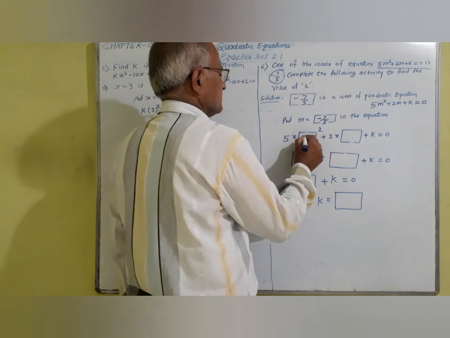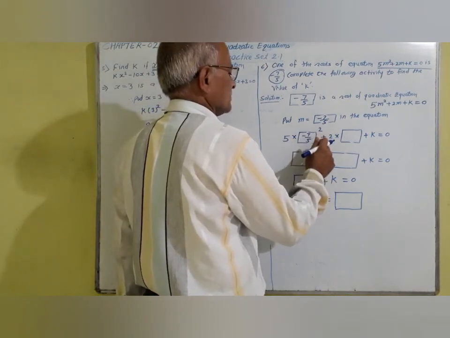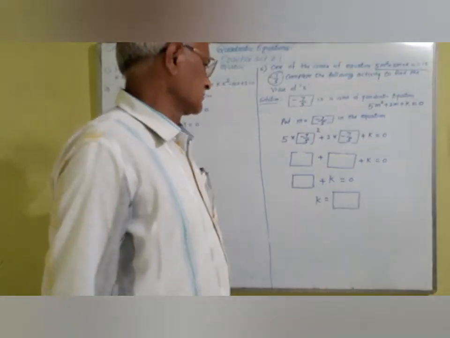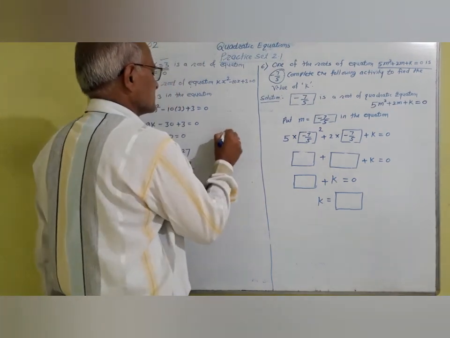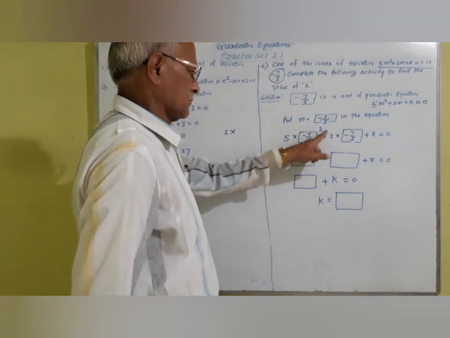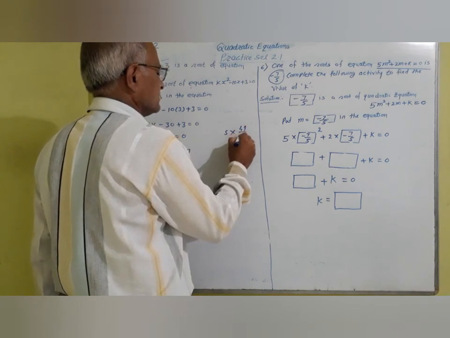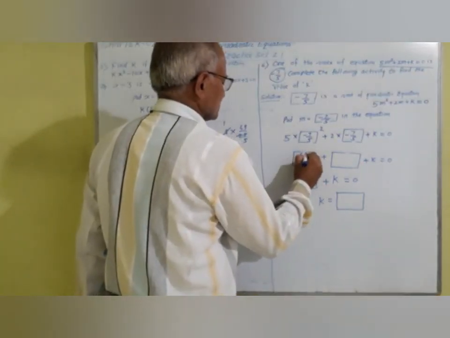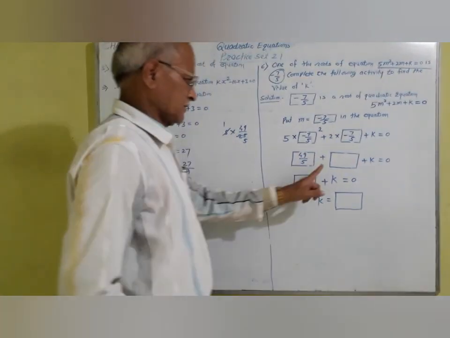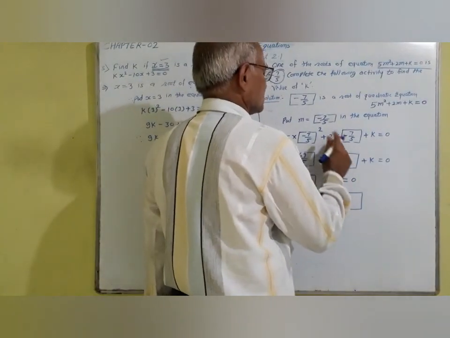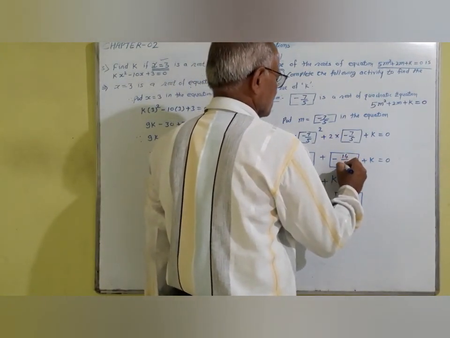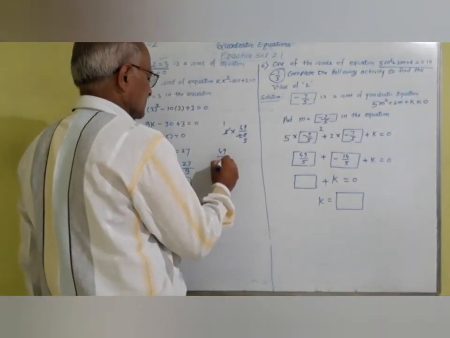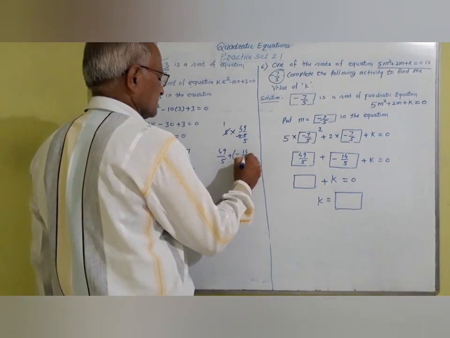5 multiplied by minus 7 upon 5 whole square plus 2 multiplied by minus 7 upon 5 plus k is equal to 0. Here the multiplication: 5 multiplied by minus 7 upon 5 whole square is equal to 49 upon 25. 5 1 is 5, 5 5 is 25, so 49 upon 5. Plus the multiplication: minus 2 7s are 14 upon 5, plus k is equal to 0. Now their sum: 49 upon 5 plus minus 14 upon 5.